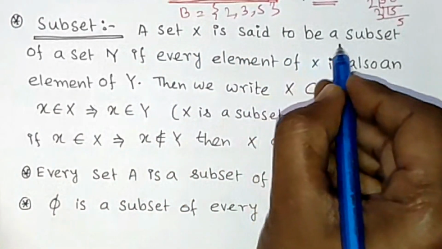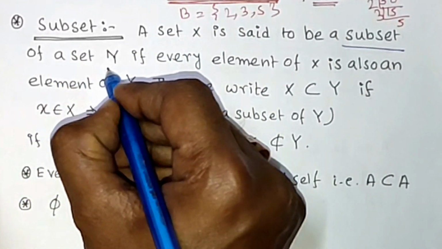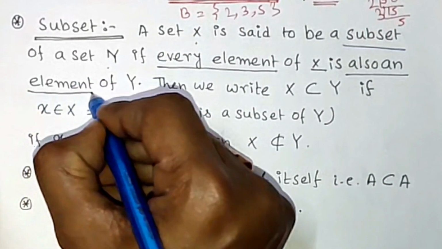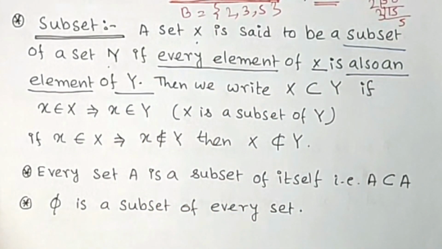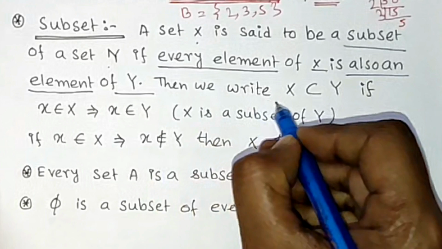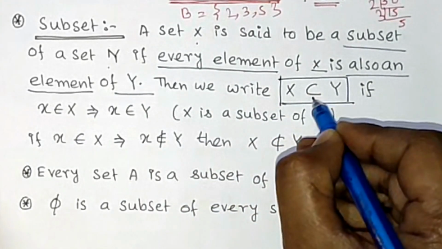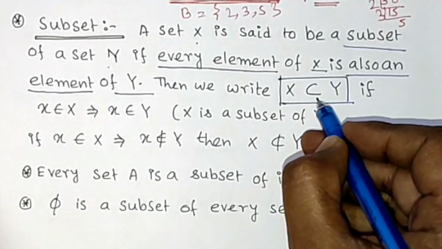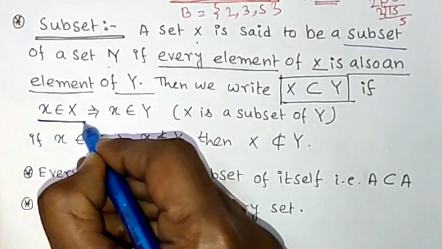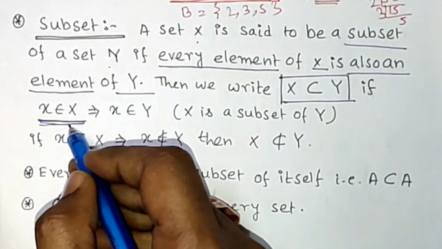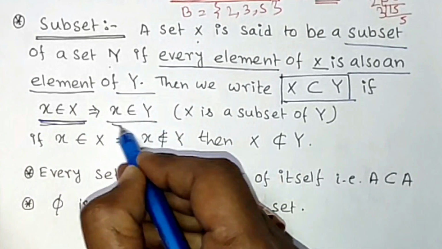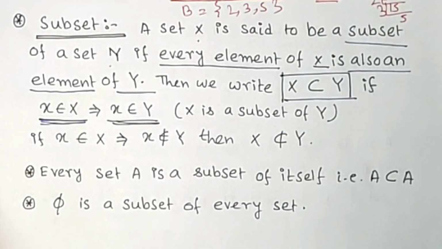Let's move on to the important topic of today's discussion, subset. A set X is said to be a subset of another set Y if every element of X is also an element of Y. That is, the elements of X are also the elements of Y. Then we write X, this symbol, Y, and this symbol is known as the symbol of subset. X subset of Y, if small x belongs to capital X, that is, small x is an element of capital X, this implies x belongs to Y also, that is, small x is also an element of Y.